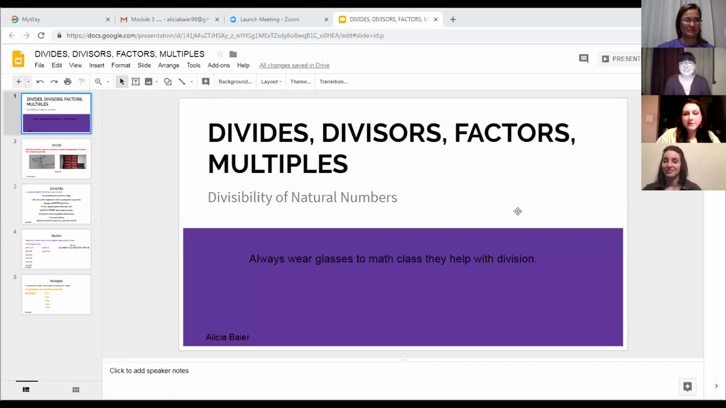Hello, my name is Alicia Byer, and tonight we're going to be talking about divides, divisors, factors, and multiples. This is a little saying that I've seen.